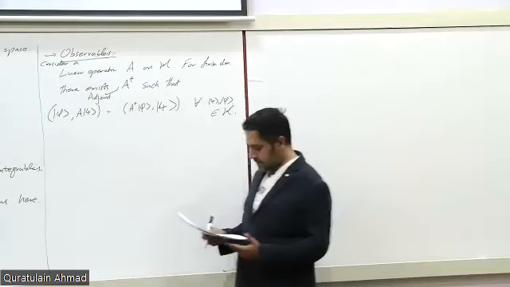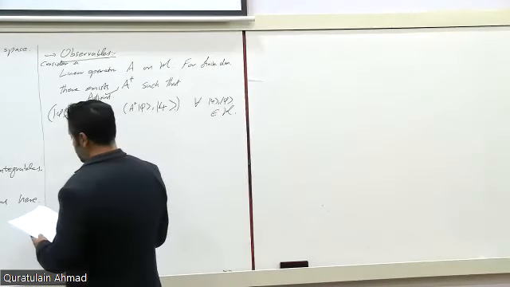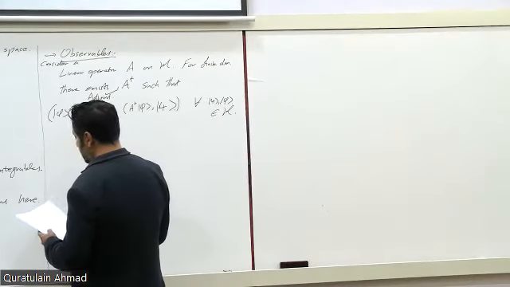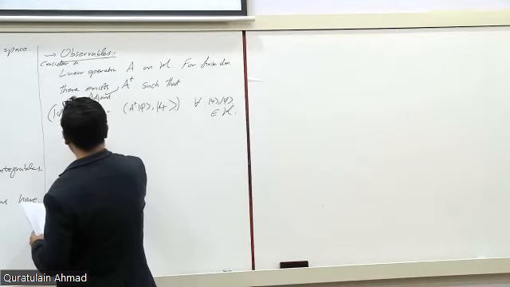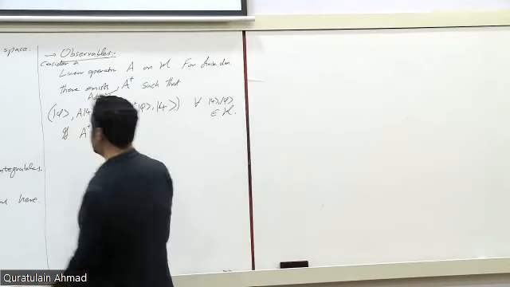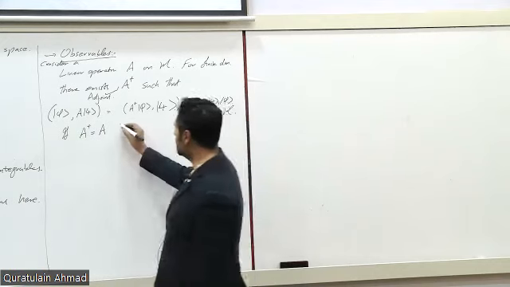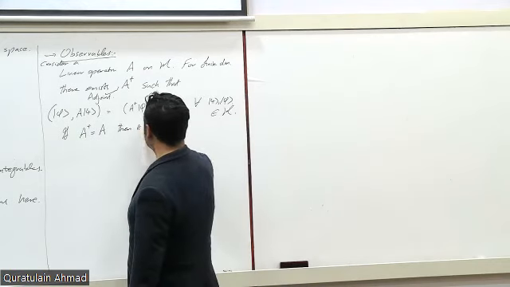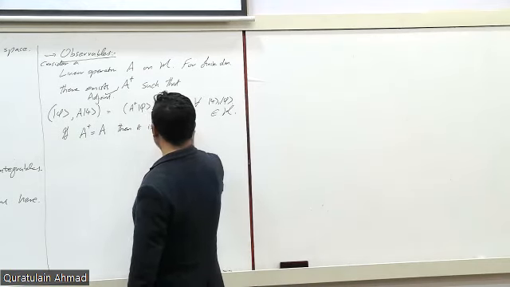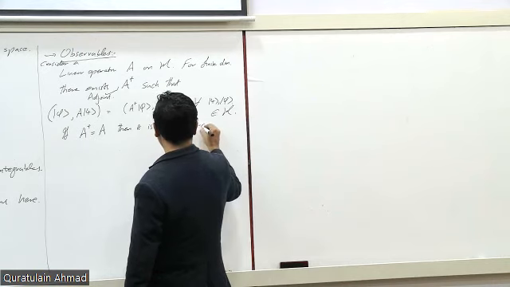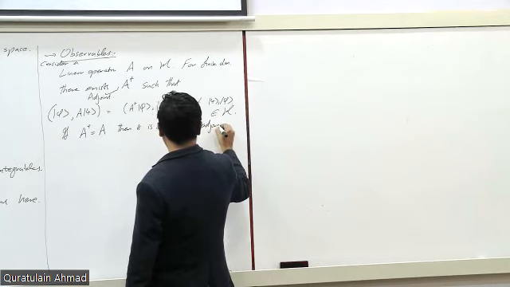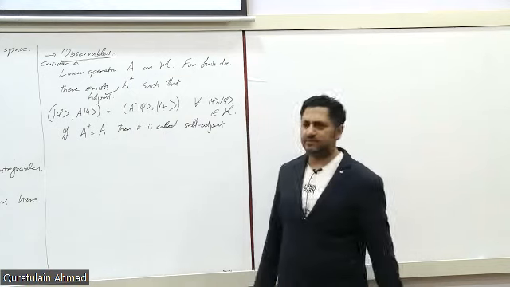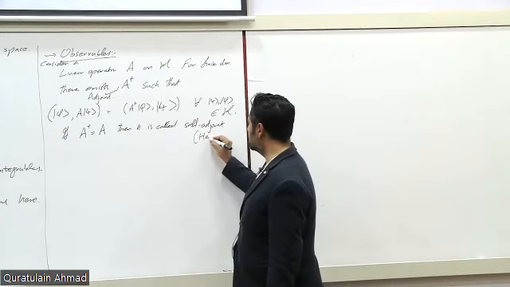So when this happens, well, this will always happen. If it's the same operator, then you call it self-adjoint. In physics, some people call it Hermitian as well.